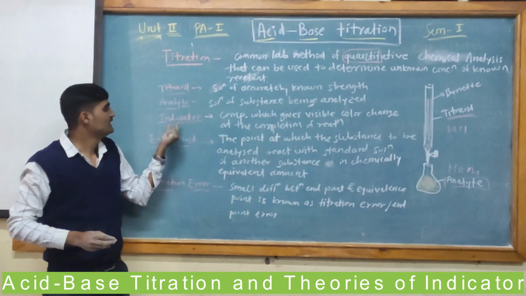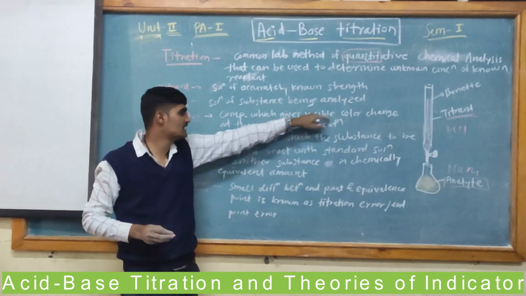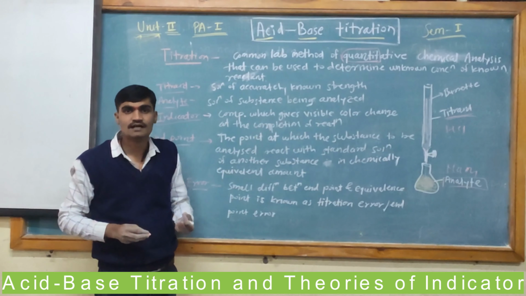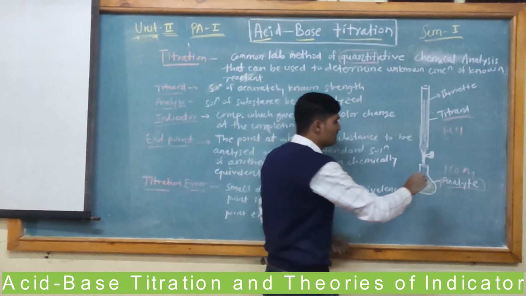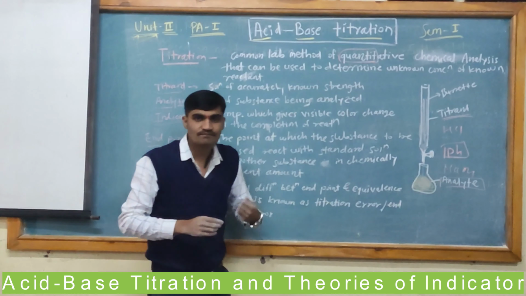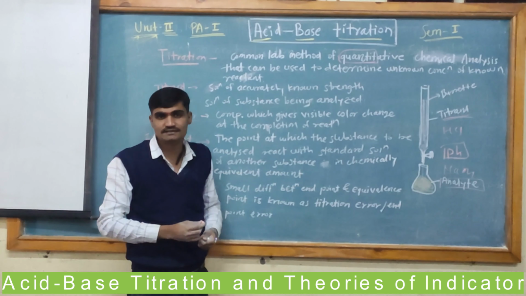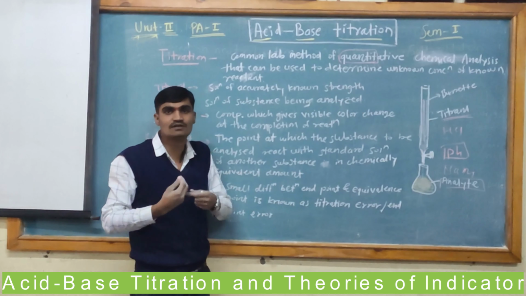Then next is the indicator. These are the compounds which give a visible color change at the completion of the reaction. Normally we are using phenolphthalein as an indicator. Based on the requirements, there is a color change, from colorless to pink, or from pink to colorless.